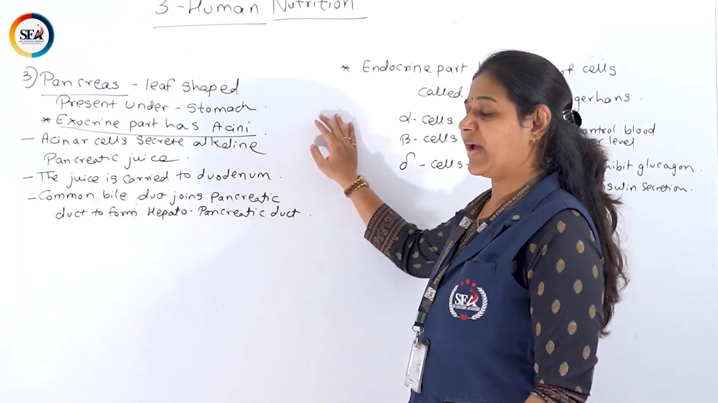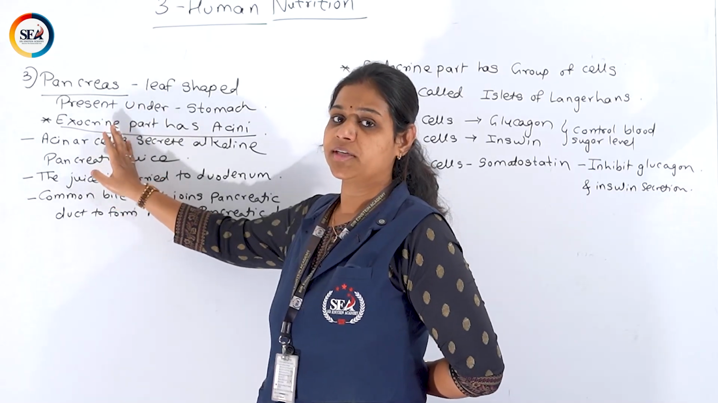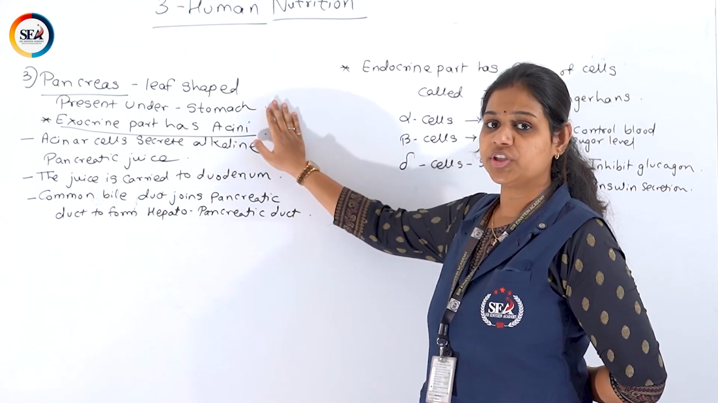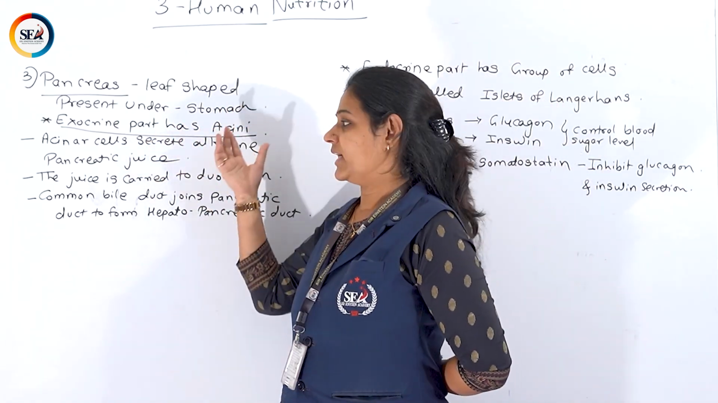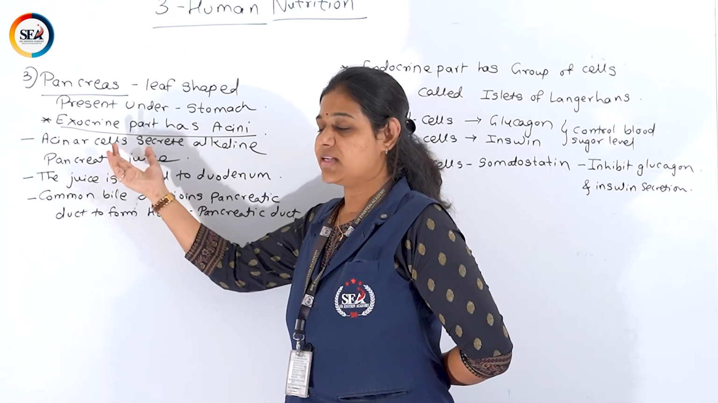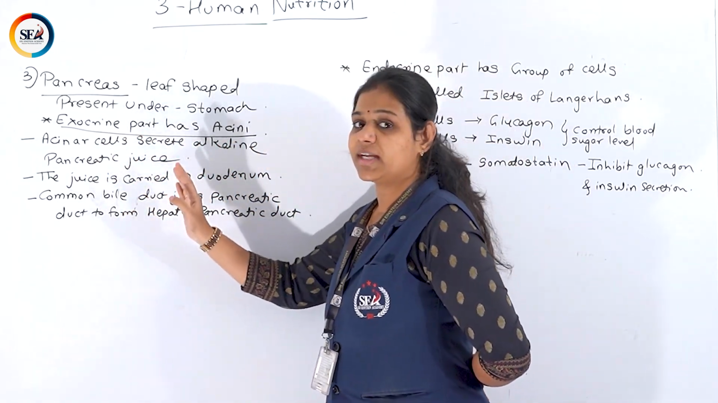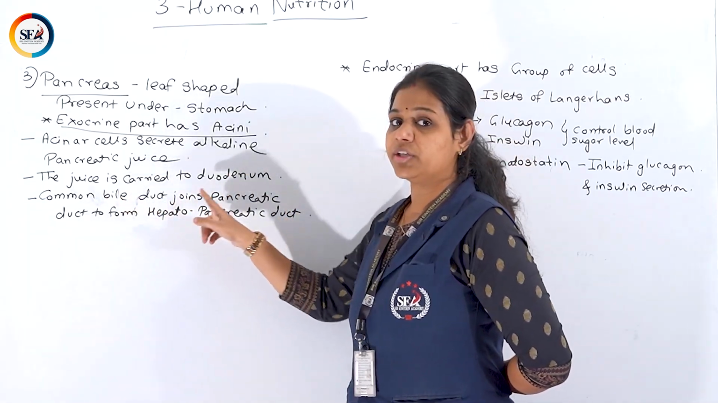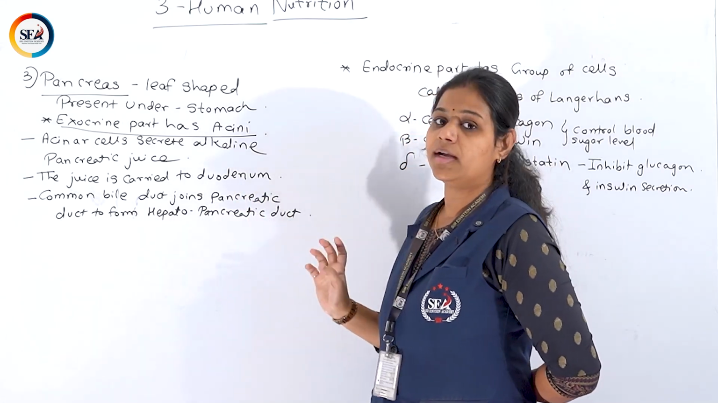The third gland is pancreas. Pancreas is of dual characteristic, that is it functions as exocrine and endocrine gland also. It is a leaf-shaped organ which is present under the stomach. The exocrine part of pancreas has acini. The acinar cells secrete alkaline pancreatic juice. The pancreatic juice is carried to the duodenum with the help of pancreatic duct. Common bile duct joins here with the pancreatic duct and forms the common hepatopancreatic duct.